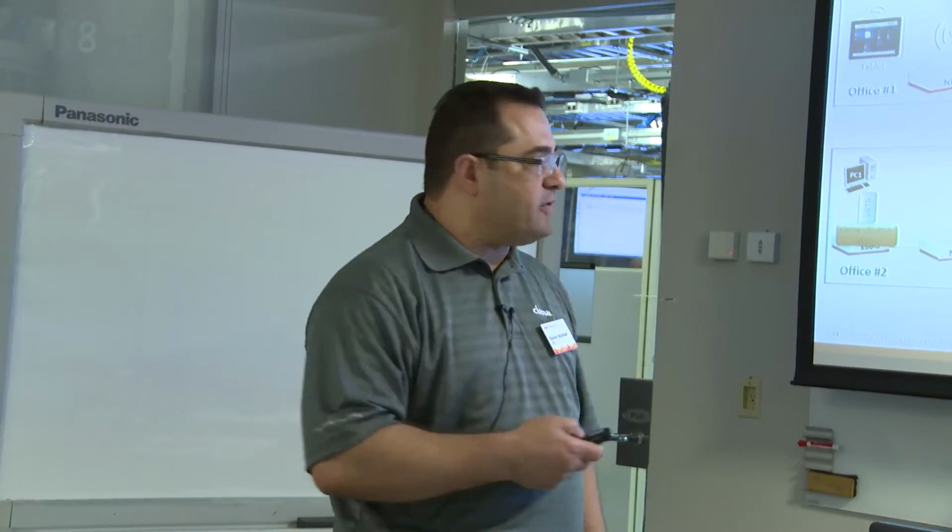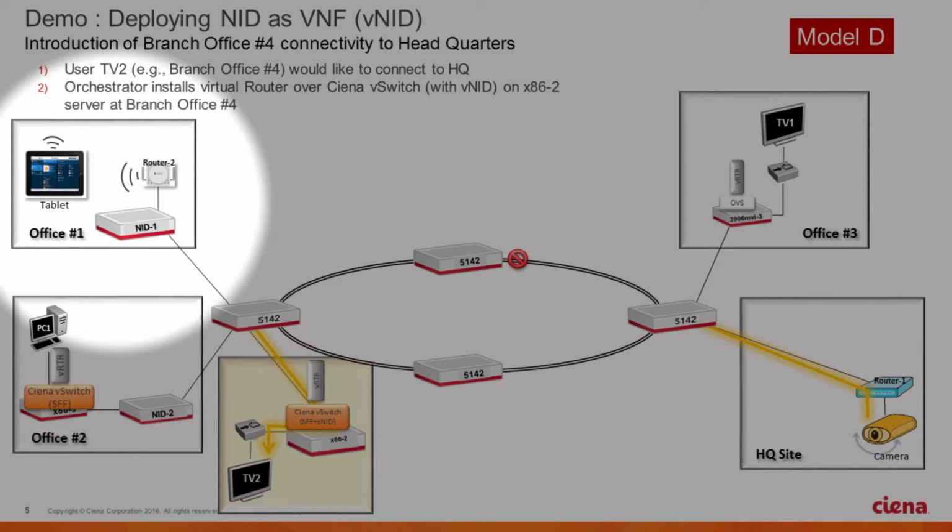Now, despite the flexibility of Model D, which gives you the full flexibility of a NID and CPE services on an x86 server, there are performance and cost considerations when going to higher bandwidth applications. So just to recap, what we've covered is the 4 different models for deploying services. The traditional model of Model A, in which the physical devices are deployed at the customer prem site, connected into a physical NID.